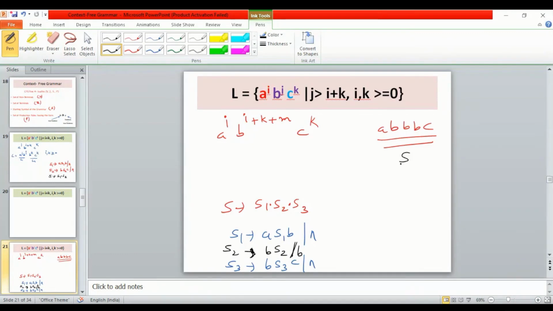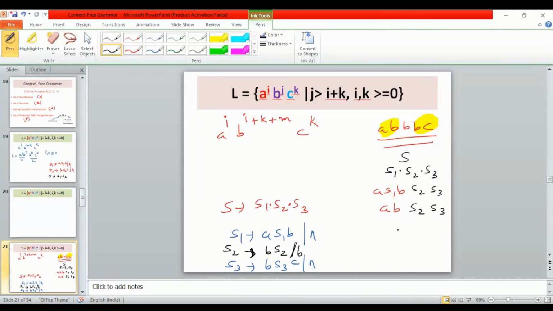From S we'll write S1, S2, S3 because we require a concatenation of 3. From S1 we'll derive AS1B, and then we have S2, S3. Now we'll put null for this S1. So we have AB, and then we have S2, S3.